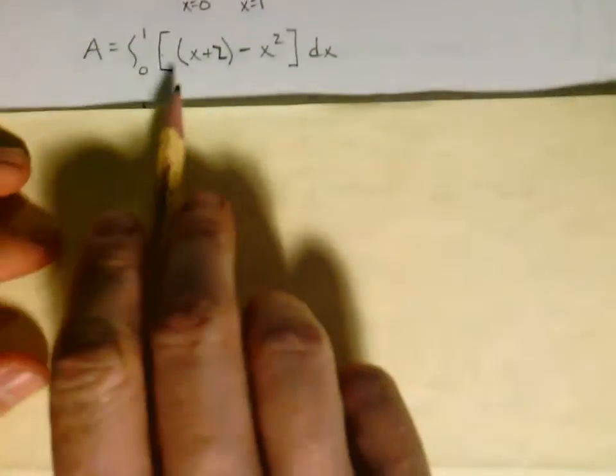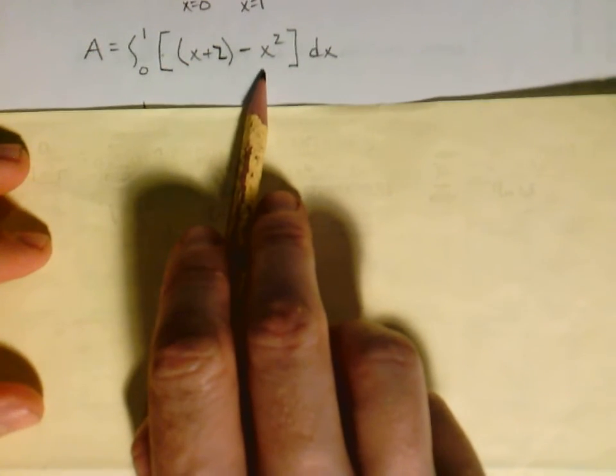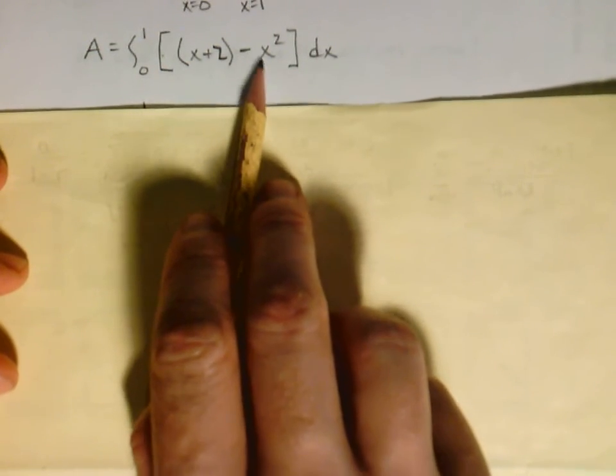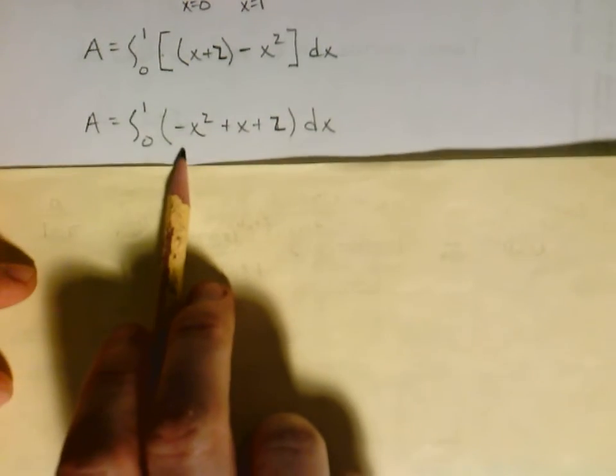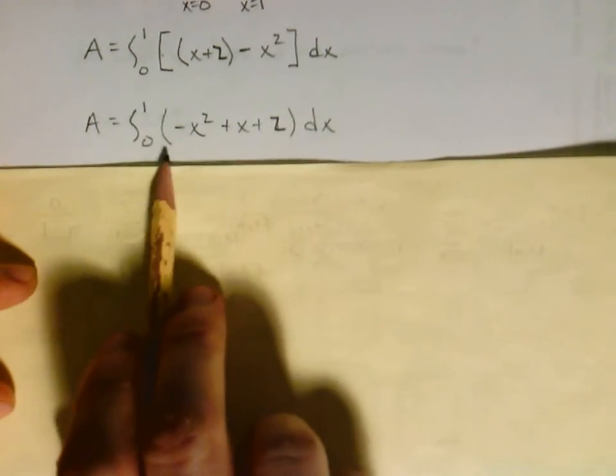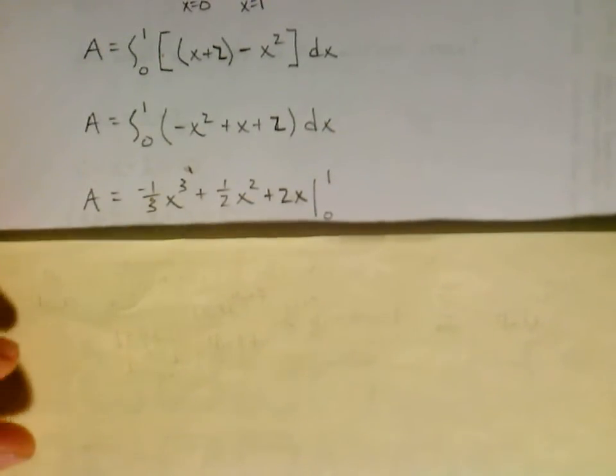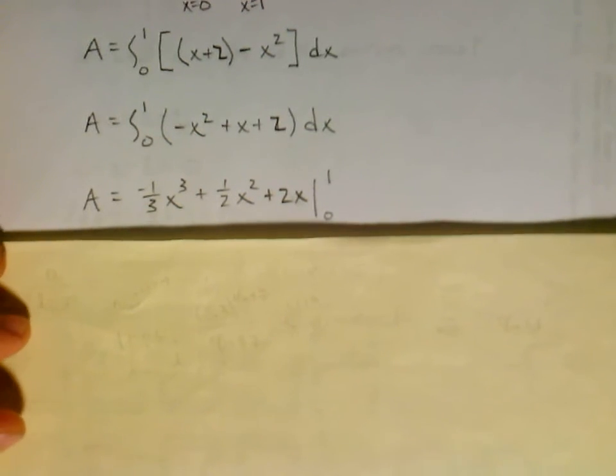Of course, more examples to come. Let's go ahead and simplify this a little bit. Most people like to put the highest power of x first. I'm one of those people. So I'm going to say negative x squared plus x plus 2. Just make it look a little bit cleaner. And then I'll go ahead and do the antiderivatives, and not really going to walk through them. Just going to present it here.